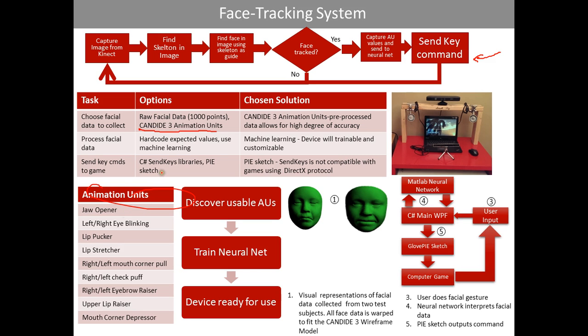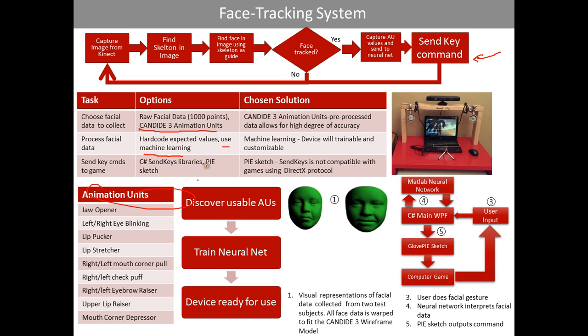Now for processing this data, I chose to use an artificial neural network, and it'll become more apparent later on, when I talk about the neural network, why it was so essential. It mainly allows my device to be trainable for different users, and it allows the device to recognize different variations of the same facial gesture, which is a very important asset in using the device, because humans are innately not consistent in our actions.